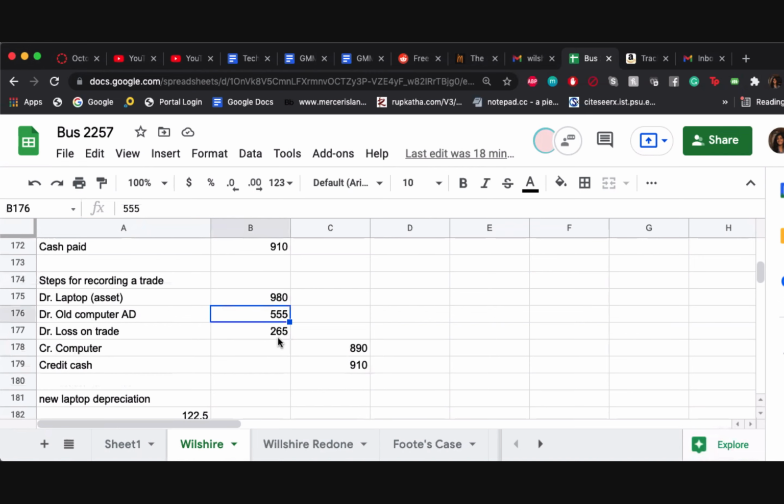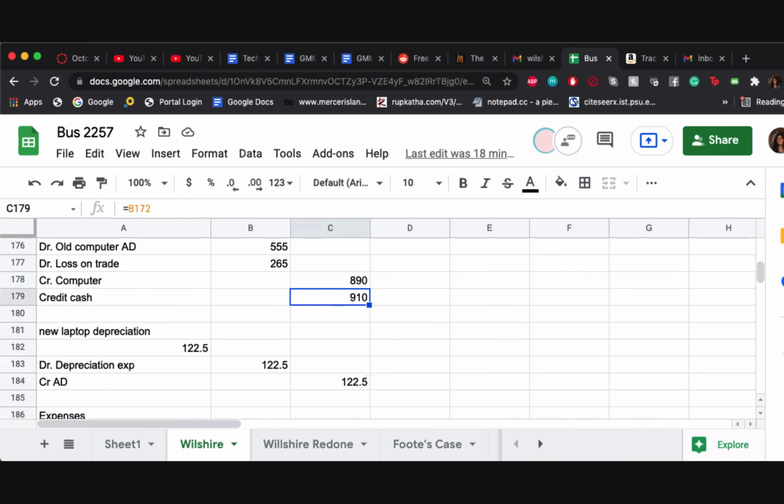So we clear out the asset account and we debit our AD, and then we have to debit our loss on trade, obviously, because 335 is what we should have received, but we only received 70. We credit the old computer to take it off of our books, and then we credit cash as well. Okay. Any questions about that? Okay.